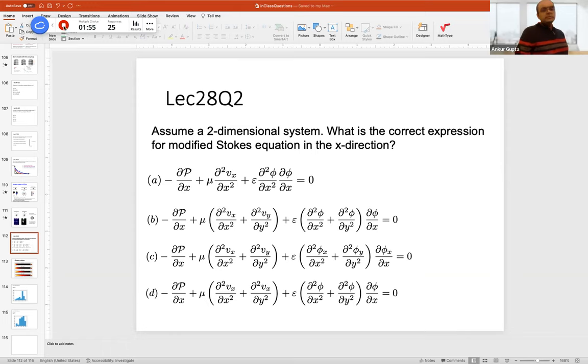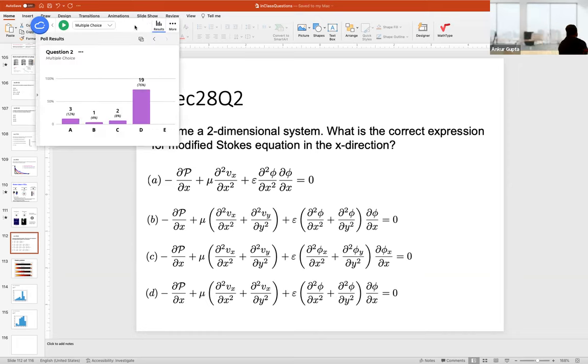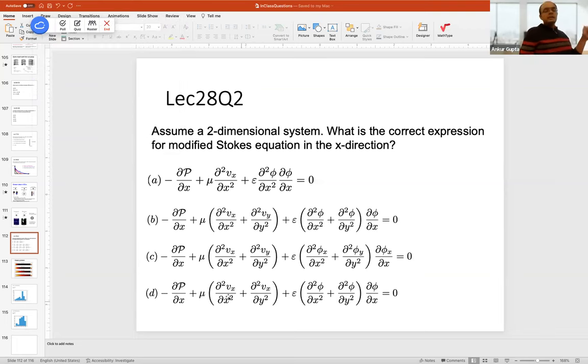All right, let's close the poll and look at the results. Great, most of you have it right. It is D, very good. This is a good test of making sure you're carefully looking at the equations. The argument, which was the question, is a del square of Vx, so that's why the argument is Vx. But it's the Laplacian of phi, so you have del square phi over del x square and y square, and then only the gradient of phi.